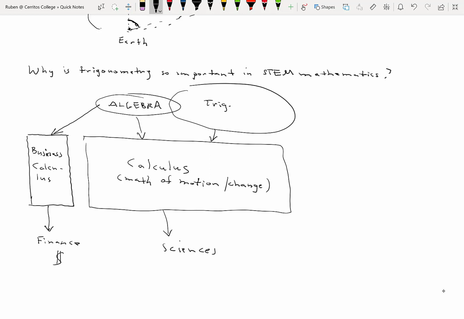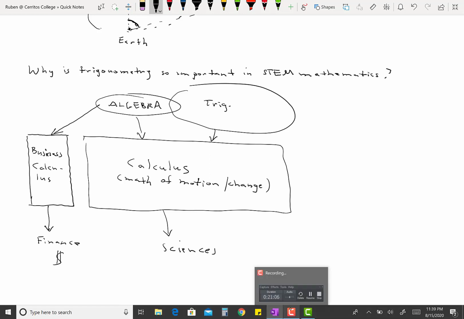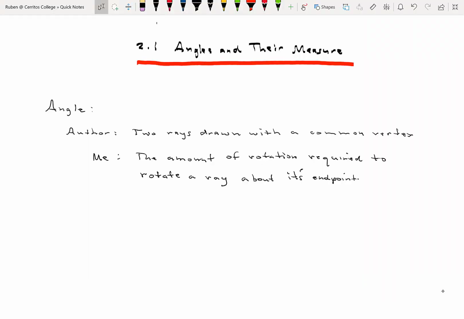Let's take a look at section 2.1. So, what is an angle? Well, the author says that an angle is 2 rays drawn with a common vertex, and that's just fine. That definition of an angle gets the job done. I don't like it, but I'm not going to make you choose. In fact, I'm not going to test you on what the definition of an angle is. That's from geometry, but I want to start from really the very beginning.